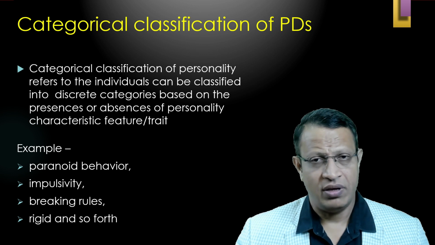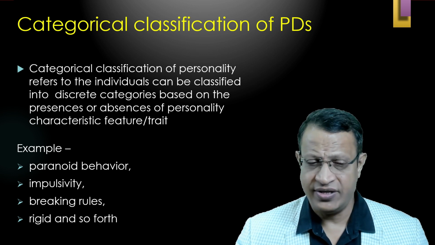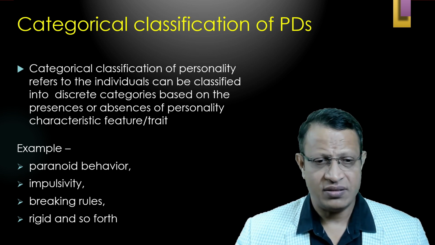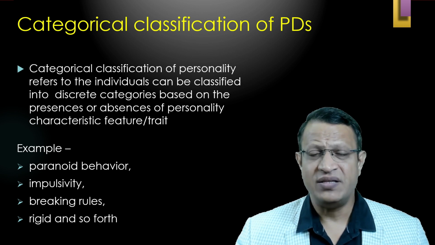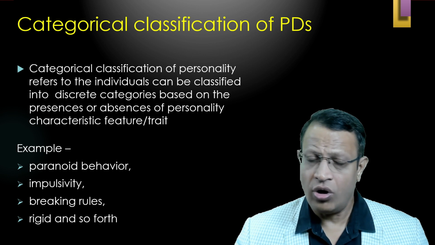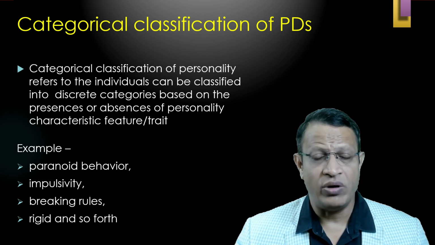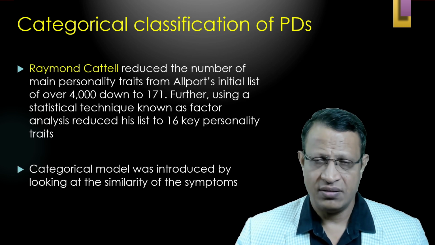For example, if a person has paranoid traits, impulsivity traits, rule breaking, rigidity, and so forth, that means either they have this symptom or not. That means it is based on symptom presence or absence.